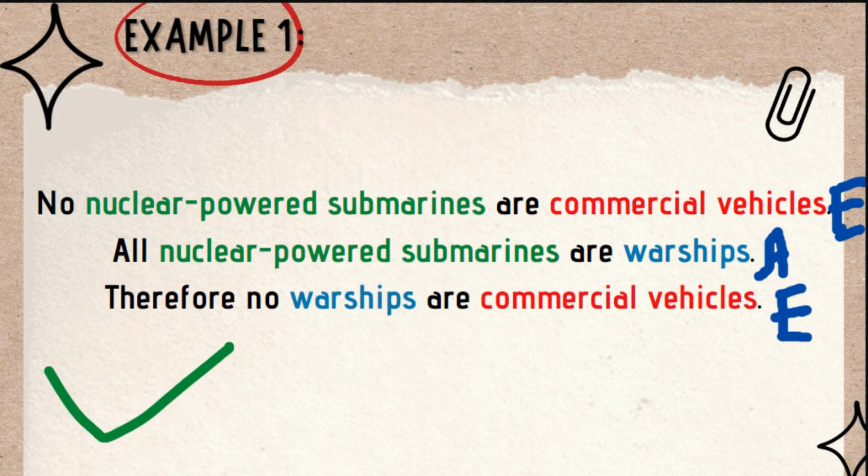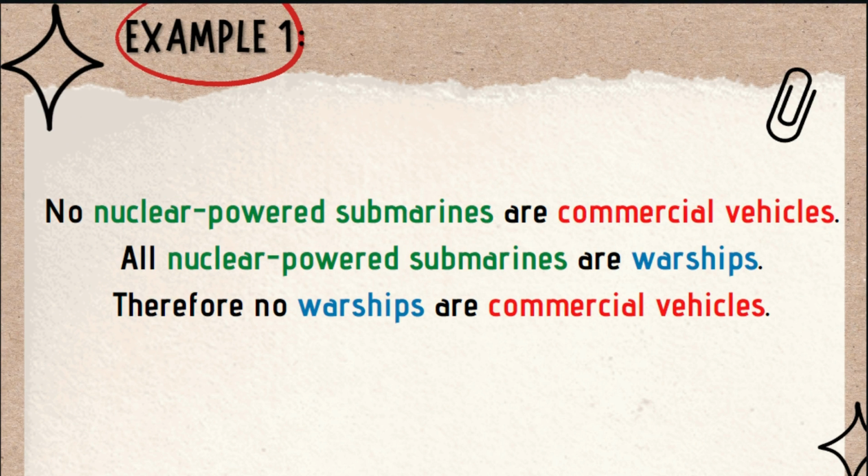Next, the fourth rule is that we check if it belongs to the categorical propositions or not. The first premise is an E type, the second is an A type, which is universal affirmative, and the third is an E type. So it is following the categorical propositions, and we can confirm that it is a syllogism.